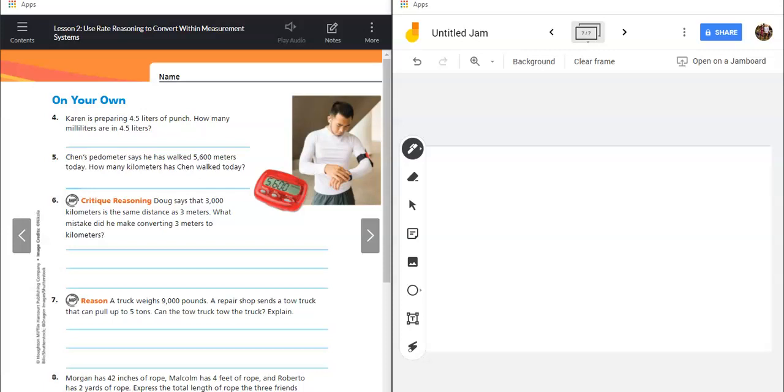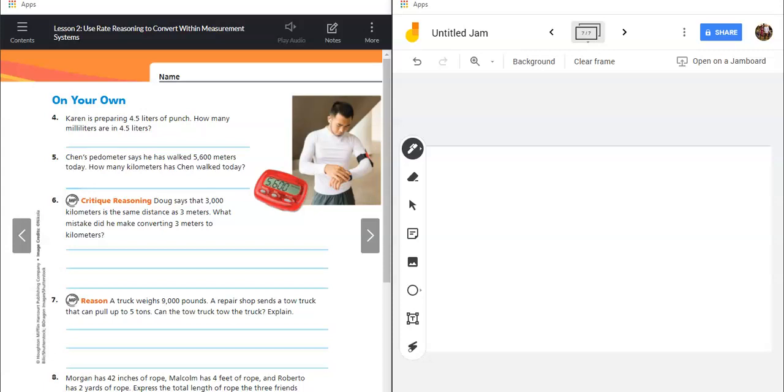Okay, this is on your own for Module 6, Lesson 2. You can find it on page 189 through 190. Now, there are a little over 20 questions on here, so I'm going to be going over the evens, but I'll also give you the answers for the odds.